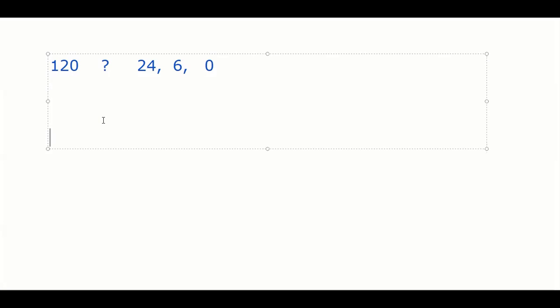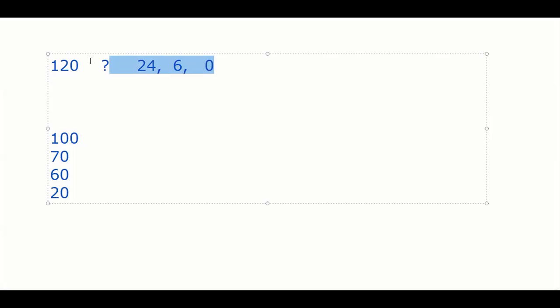Skand, give the options now. So the options are 100, 70, 60, and 20. It will not be 20 because देखो ये सब सीरीज इंक्रीज ही हो रहा है, करेक्ट? इसलिए 20 आई एम नॉट गेटिंग इट.